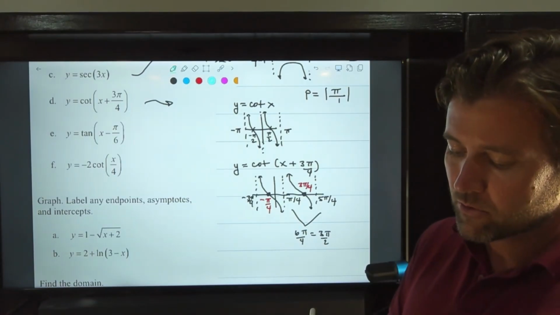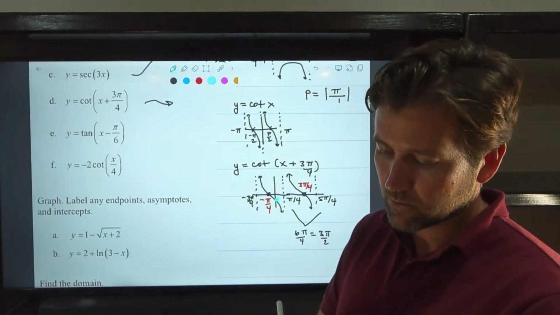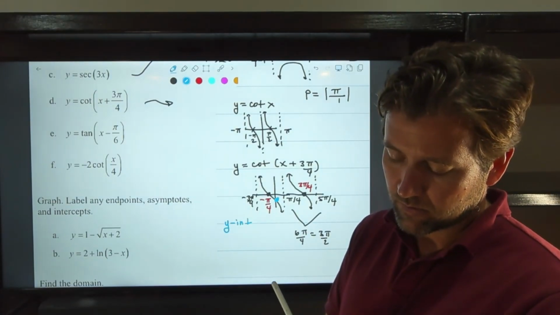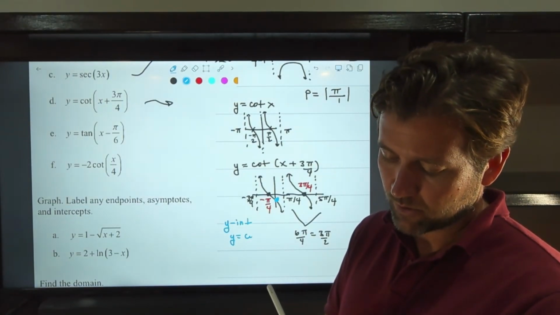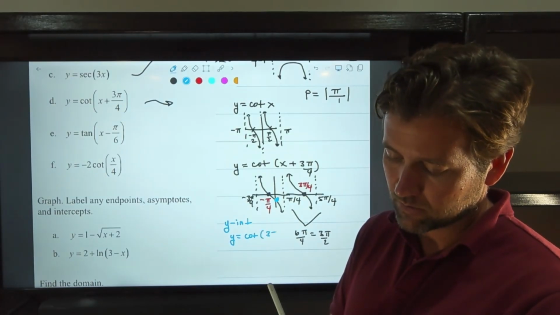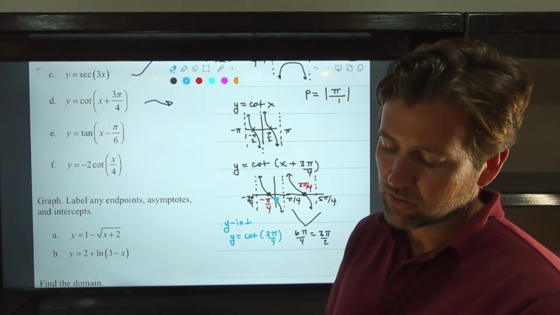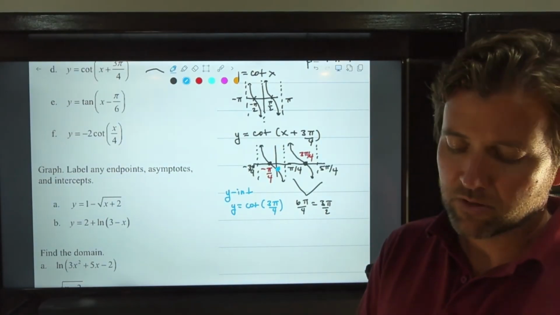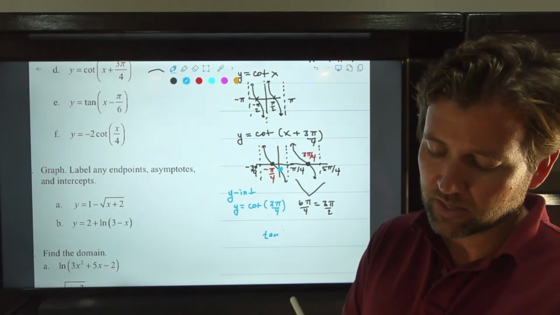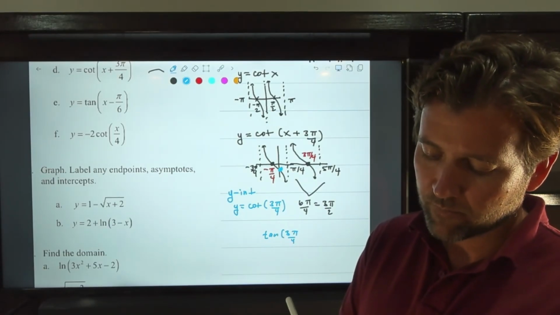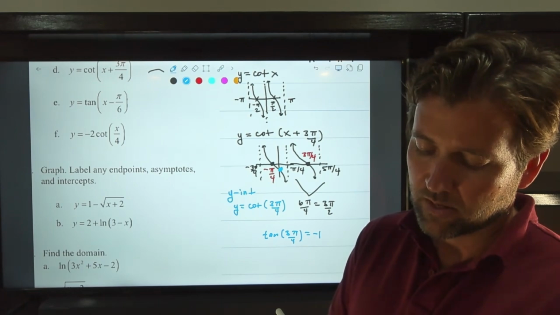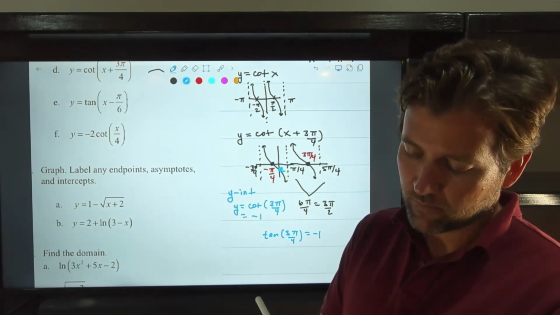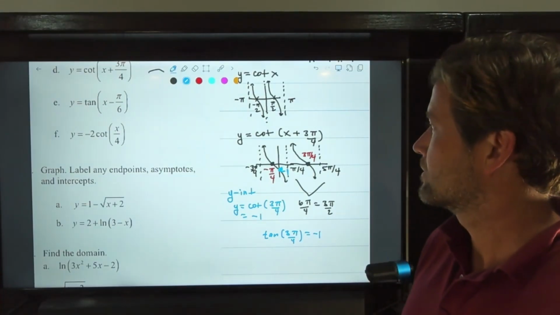Now the directions say to label your y-intercept, so we have to find this y-intercept here. So I'm going to plug in 0 for x. I get the cotangent of 3 pi over 4. So that's going to be the reciprocal of tangent of 3 pi over 4. So I'm thinking, hey, what's tangent of 3 pi over 4? That's negative 1. And so cotangent is the reciprocal of that. So that'll also be negative 1. So that's our graph.